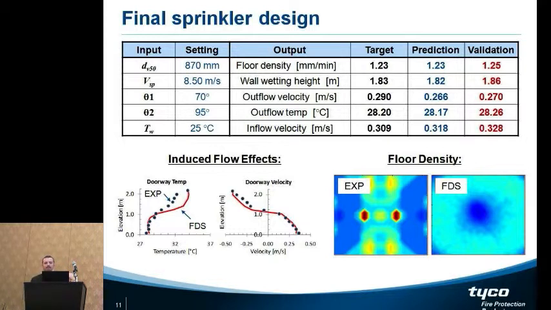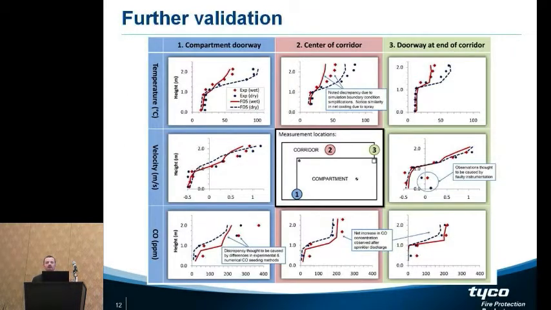For a little bit of further validation, this goes back to that study I was telling you about before. We were interested in toxic products transport. We did a little experimental study with a very similar compartment. We just attached a corridor to it, and we measured temperature, velocity, and CO concentration. This was all done steady state. We seeded CO into the fire plume, so it wasn't the fire creating the CO. It was just a species we could track.